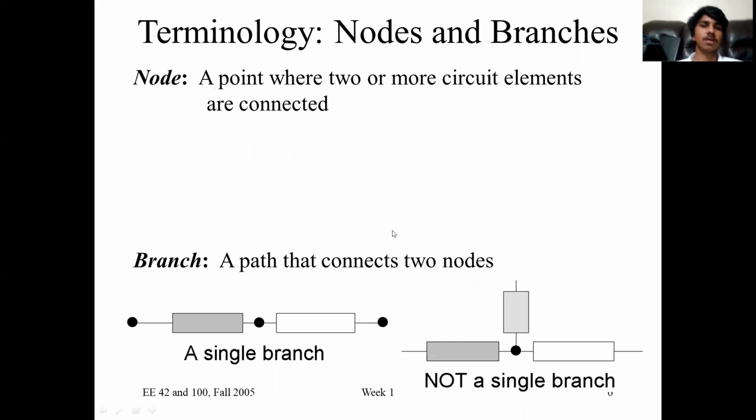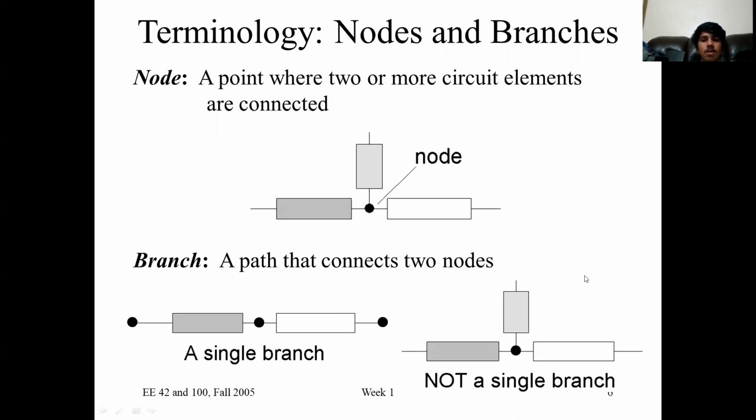Terminology: nodes and branches. Node: a point where two or more circuit elements are connected is called a node. Branch: a path that connects two nodes is called a branch. Here are some examples of branch. This is a single branch where it is connected to two nodes, and this is also an example but not a single branch. It has three branches connected to a single node. This is an example of a node. The black dot in the middle is called a node.